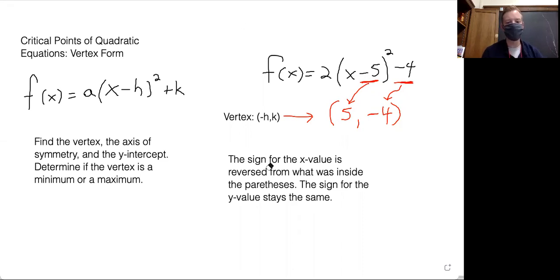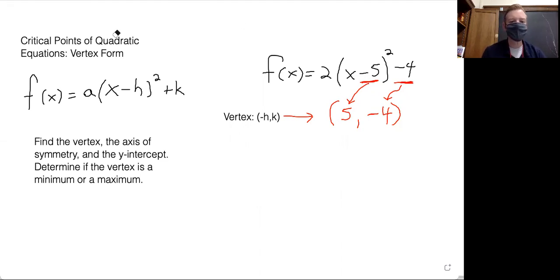So I'm going to erase this sentence here. And the axis of symmetry.